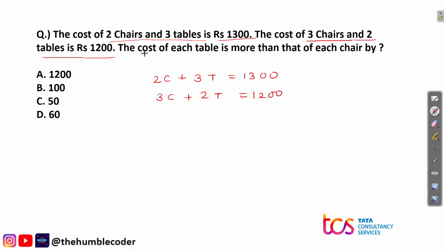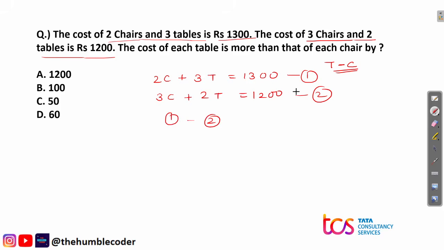Now what we need is the cost of each table is more than that of each chair by. So we can represent it like this, that is table, how much it is greater than chair. So T minus C will give us this value which is asked, right? So we need to basically find T minus C. So what we will do is we will give this as number 1 equation and number 2 equation, and then when we subtract 1 minus 2, we will be having 3 minus 2, that is T.